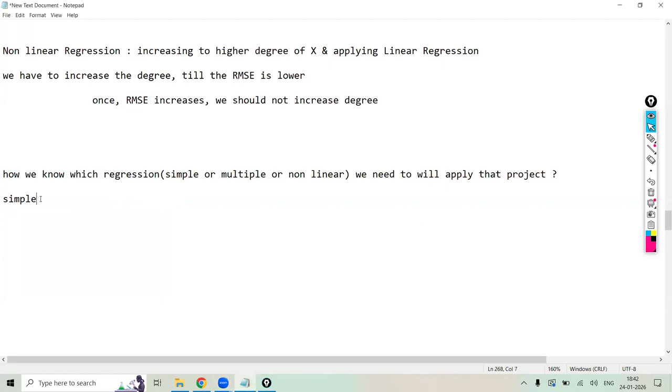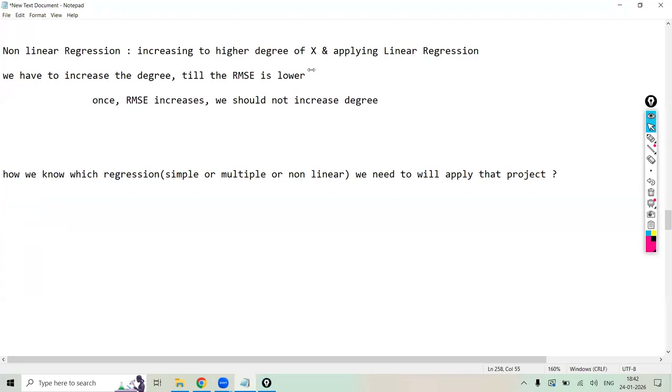First you have to decide whether it is simple or multiple. Later you have to apply the linear and non-linear regressions. Everything you have to apply. By seeing the data, no one in this world can say that this is the best algorithm for the given data. No one can say. So we have to try the different options. One option will work for one person, another option will work for another person. So once you have decided, we have to increase the degree till the RMSE is lower.